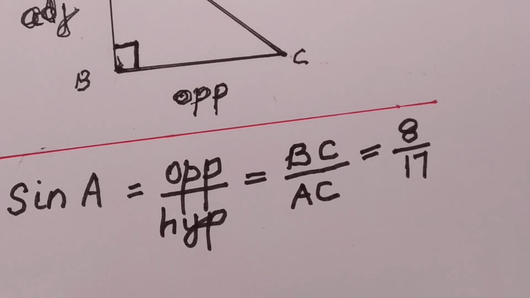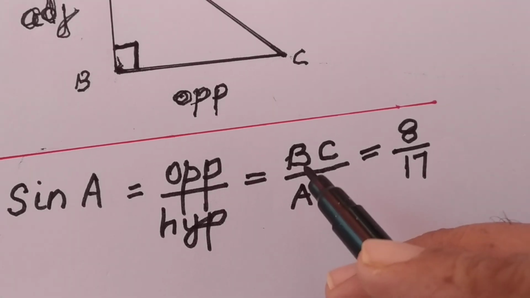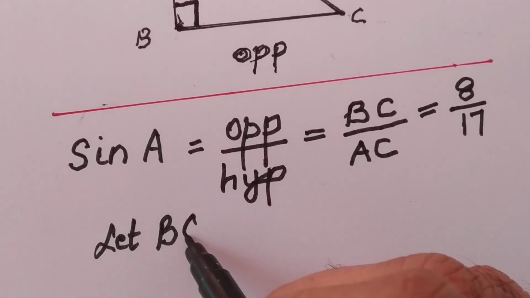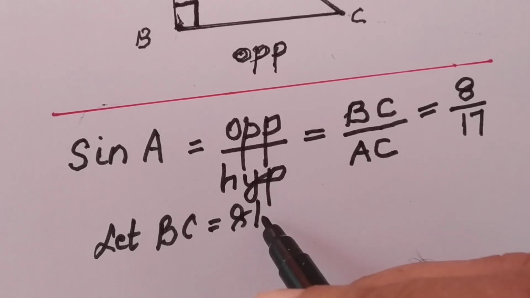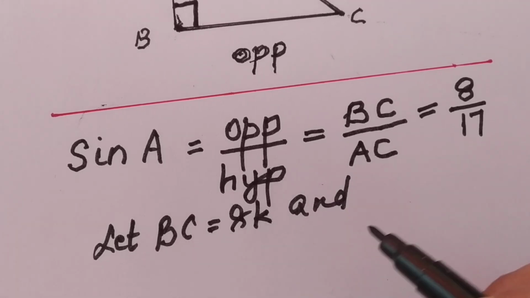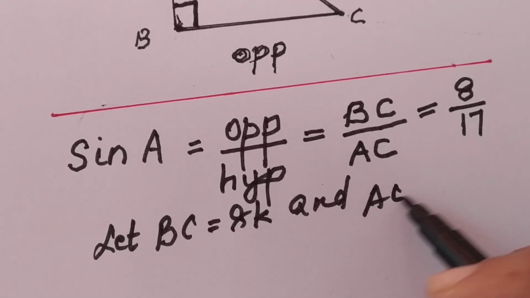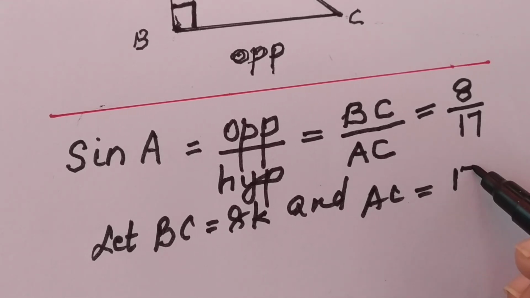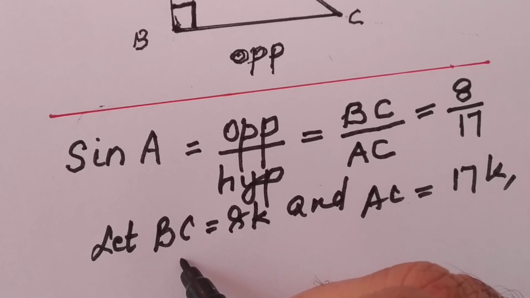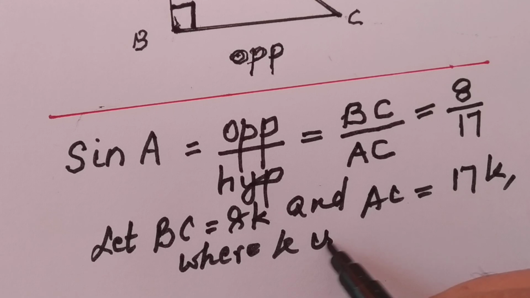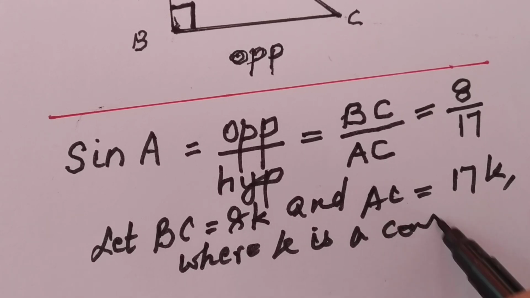In the next step, I'll explain this to you. We will not say BC is equal to 8. We will say, let BC equal 8K and AC equal 17K, where K is a constant.